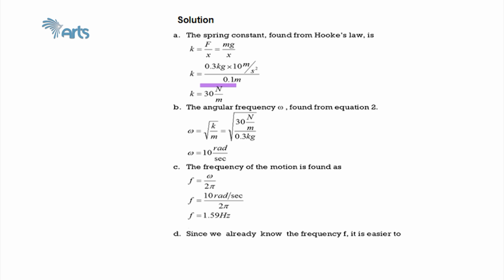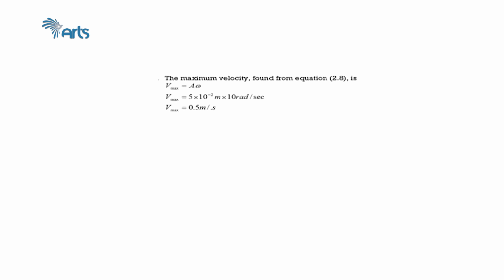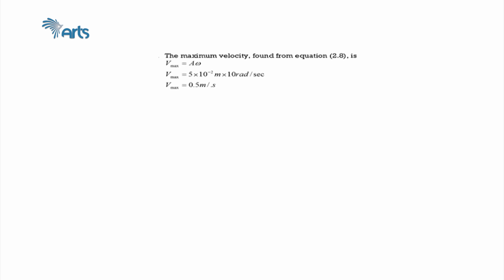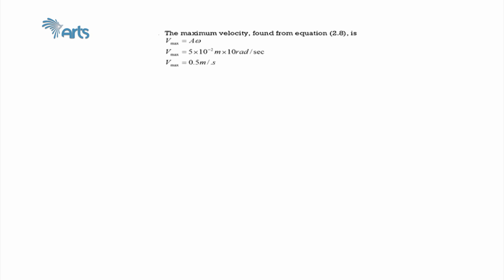Since we already know the frequency f, it's easier to calculate the period T, and we know that period is equal to 1 over frequency. 1 divided by 1.59 Hz gives us 0.628 seconds. The maximum velocity can be found from the expression v max is equal to A times omega. We know the amplitude is 5 times 10 to the power of minus 2 meter, that's 5 cm, times 10 rad per second, which gives us 0.5 meter per second.